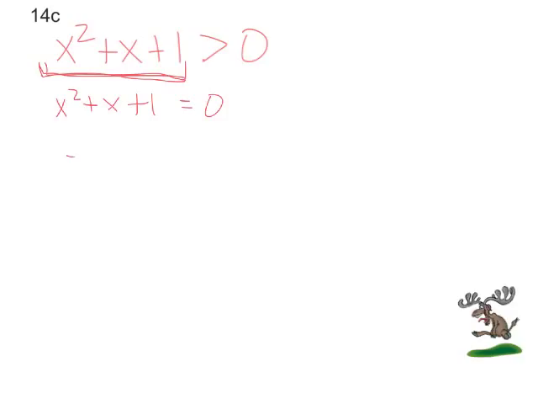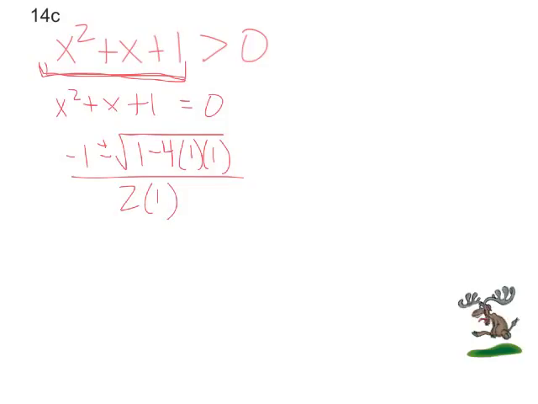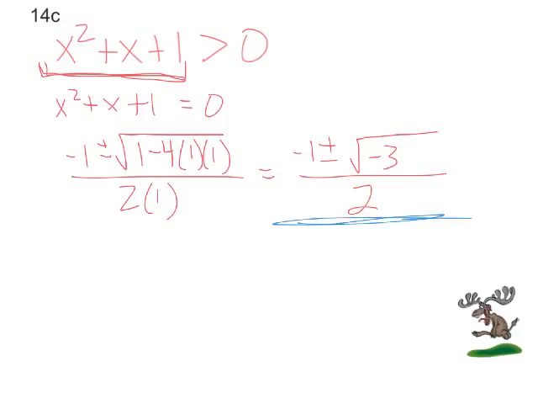So we're going to do negative b plus or minus the square root of b squared minus 4ac, all over 2a, and we find that we have a complex number. 1 minus 4 is negative 3. Because of this fact that our two roots are complex, we know that it never touches the axis.